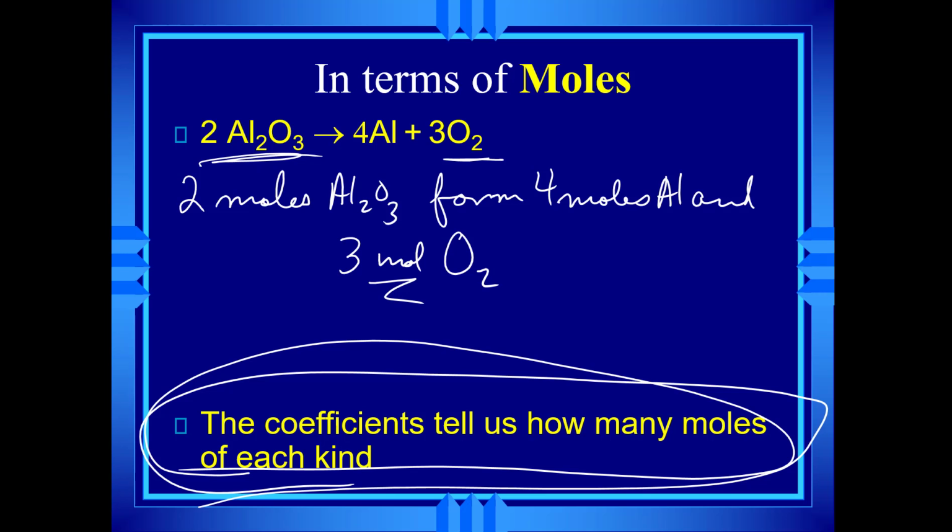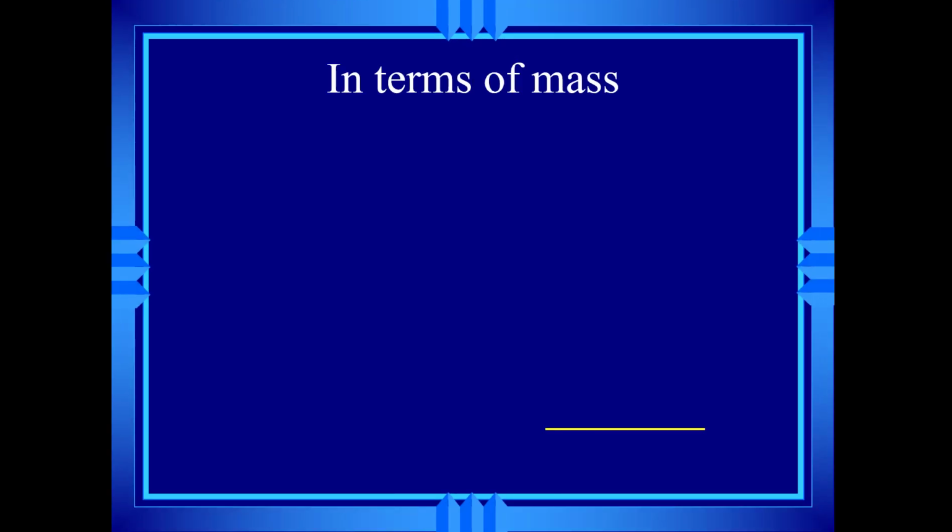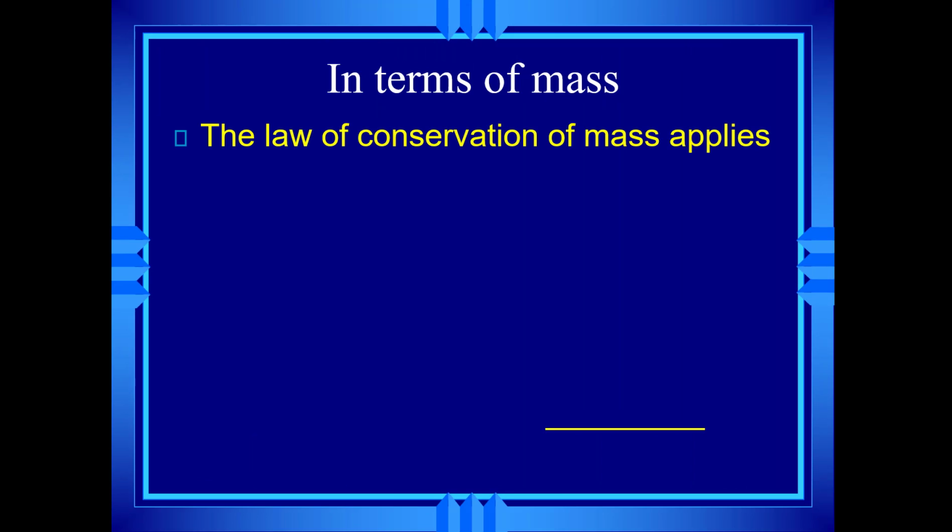In the last part, your book talks about it as interpreting it in terms of mass, but what it really is, we said the reason why equations are balanced is because atoms can't be created or destroyed, right? And we said that made true the law of conservation of mass. The coefficients tell us moles. So we said atoms were never destroyed, and that made sense, so that means the mass was going to be the same before and after.